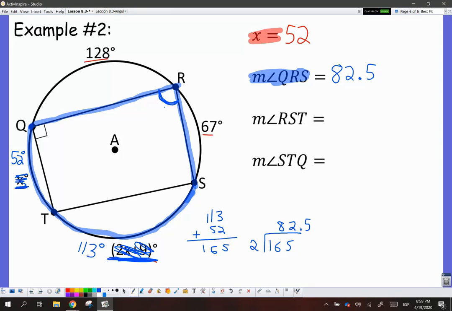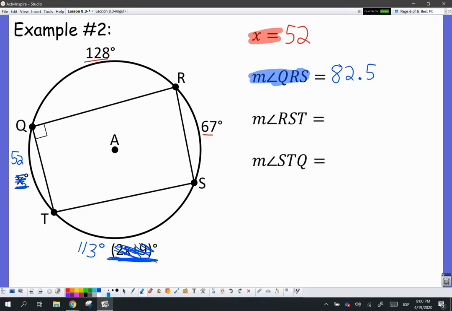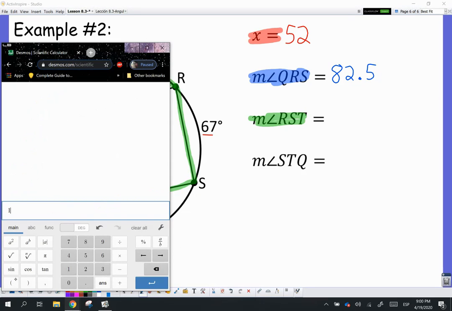All right, so let's move on to the next one. And I'm going to clear what I don't need, so I'll be right back. So the next thing that we're looking for is the measure of angle RST. So let's take a look at RST now. And again, it looks like we have two different arcs that we need to combine. So we can divide that by 2 and get the measure of the inscribed angle. So let's add these two together.